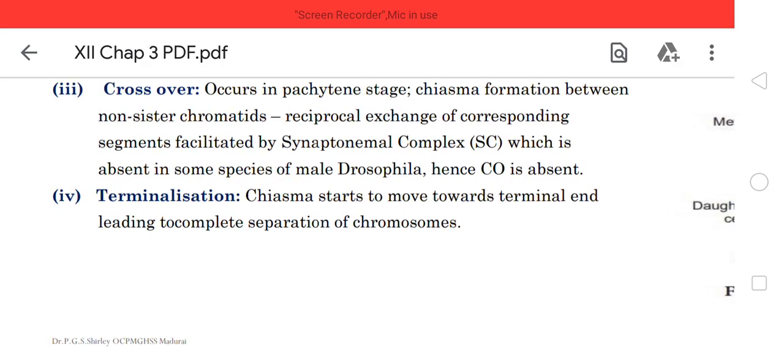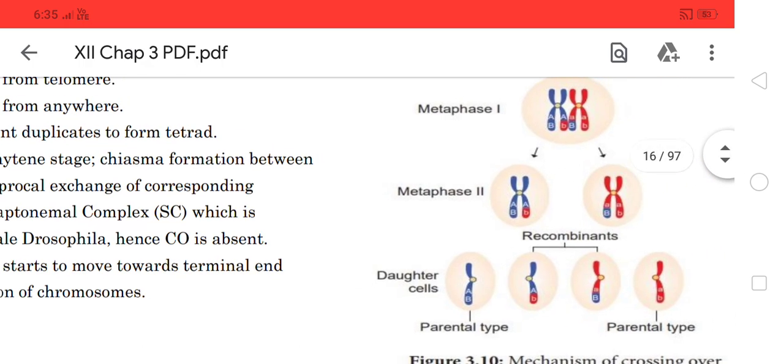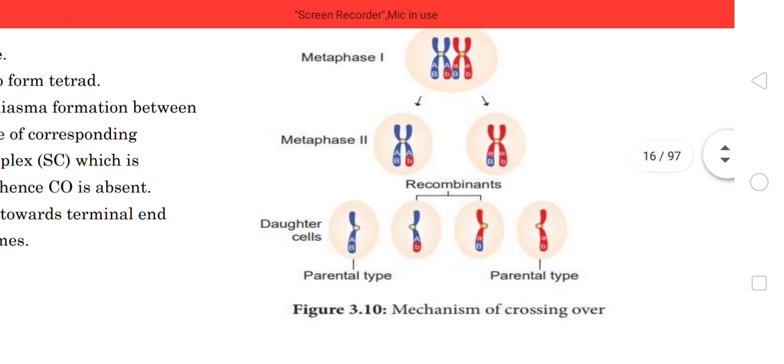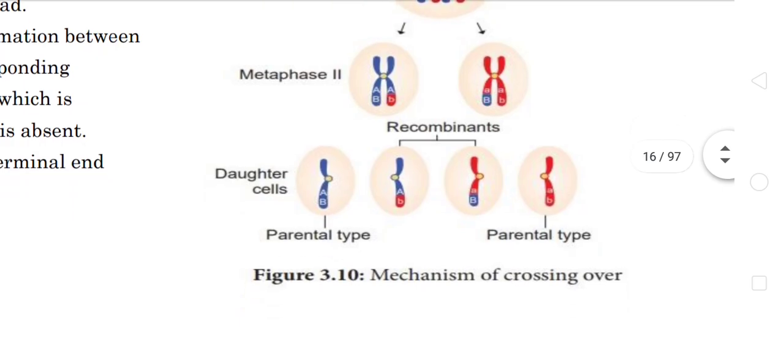If it is absent, there is no crossing over. So at the end of the terminalization, this chiasmata move towards the terminal region, which leads to the separation of chromosomes. The separation of chromosomes after crossing over is called terminalization. At the end of the terminalization, we can get 4 progenies. Out of 4 progenies, 2 are parental type and the remaining 2 are recombinant. So these are the mechanisms of crossing over.